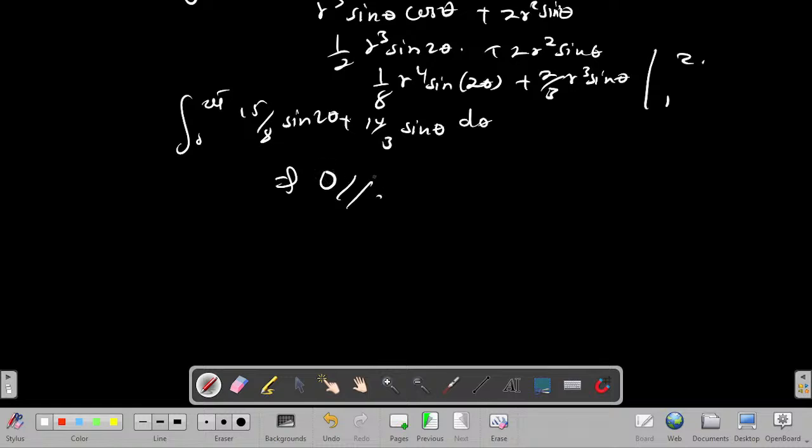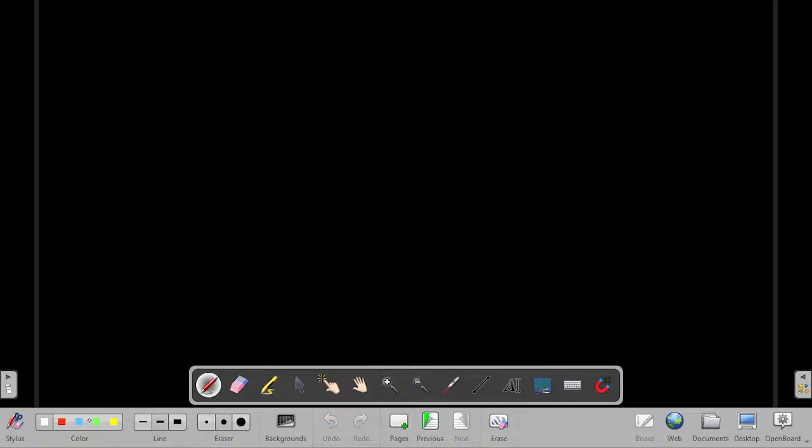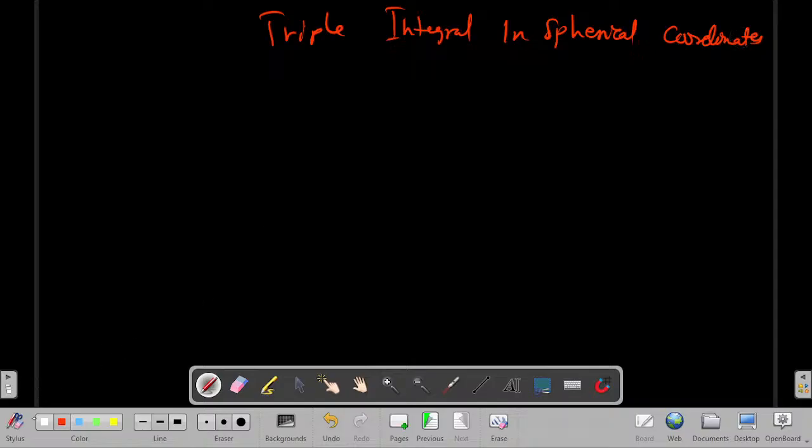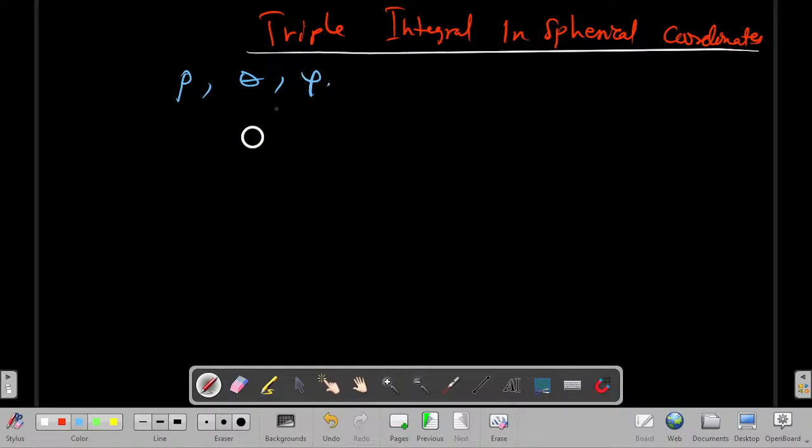So I think I've exposed you to integrals in cylindrical coordinates. So let's do the final part of triple integral, which is triple integral in spherical coordinates. In spherical coordinates, remember the parameters we need. We need three parameters. One is rho, the other is theta, and the other is phi. If you don't remember, let me remind you quickly, and please check the video on that. That was our first session.